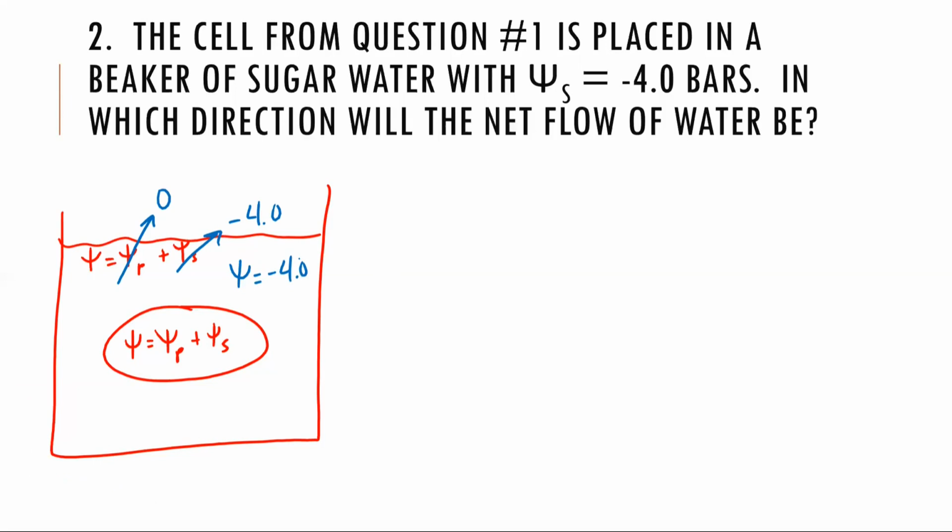Inside the cell, we have our formula, although we just figured out in question 1 that the cell has a water potential of -1.5 bars. So the final question is, which direction will the water flow? Water is always going to go from high to low, from high water potential to low water potential. -1.5 is bigger than -4.